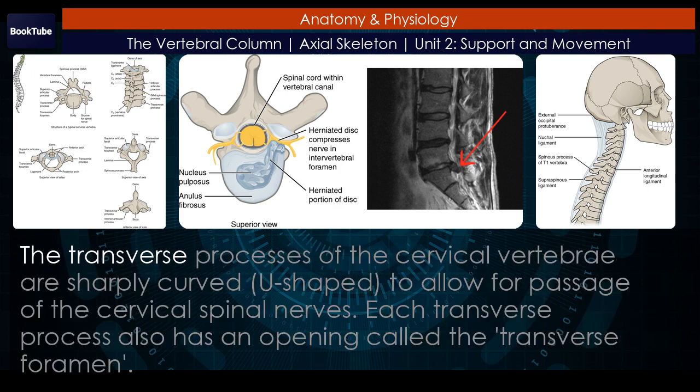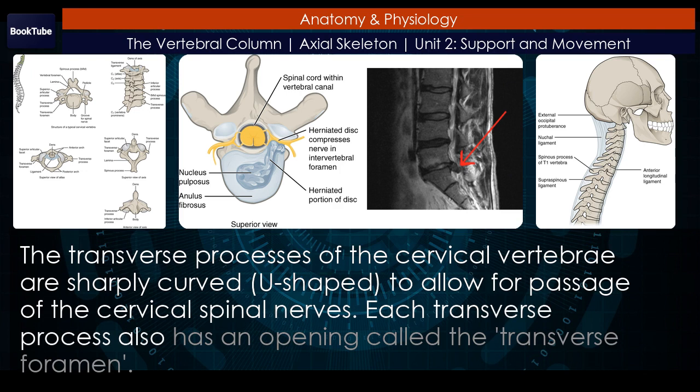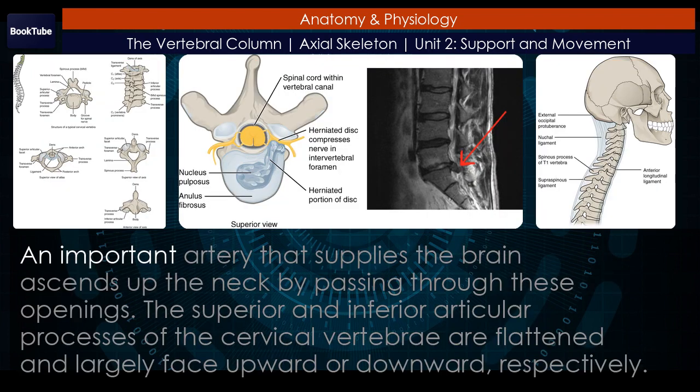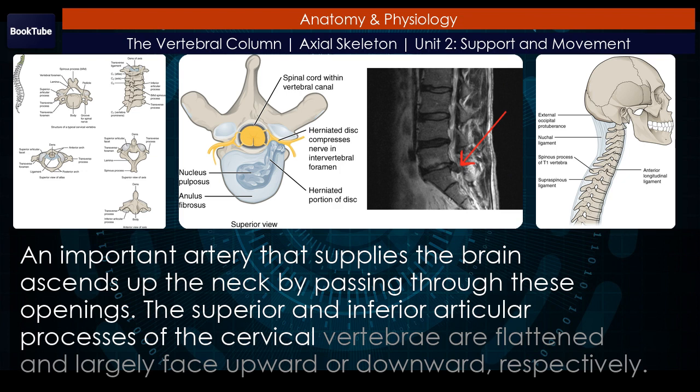The transverse processes of the cervical vertebrae are sharply curved, U-shaped, to allow for passage of the cervical spinal nerves. Each transverse process also has an opening called the transverse foramen. An important artery that supplies the brain ascends up the neck by passing through these openings. The superior and inferior articular processes of the cervical vertebrae are flattened and largely face upward or downward, respectively.